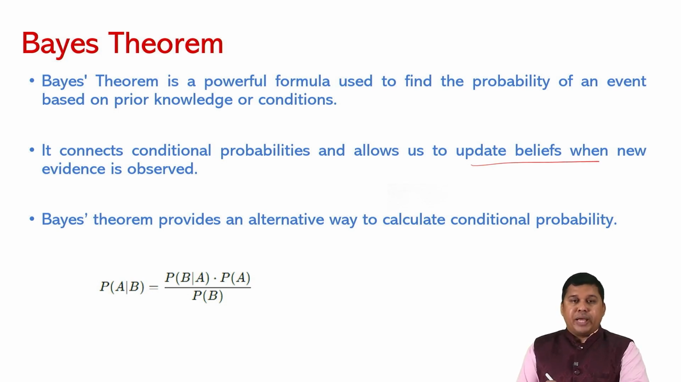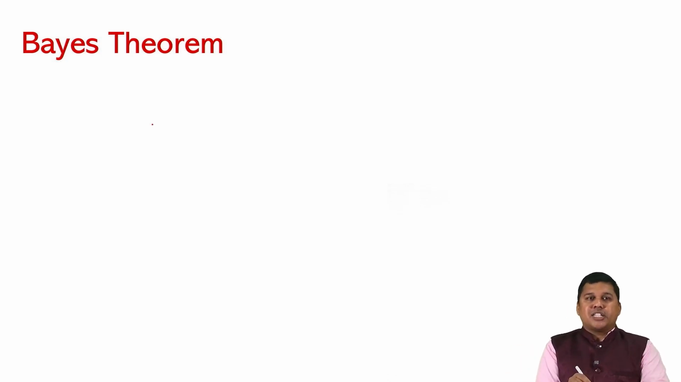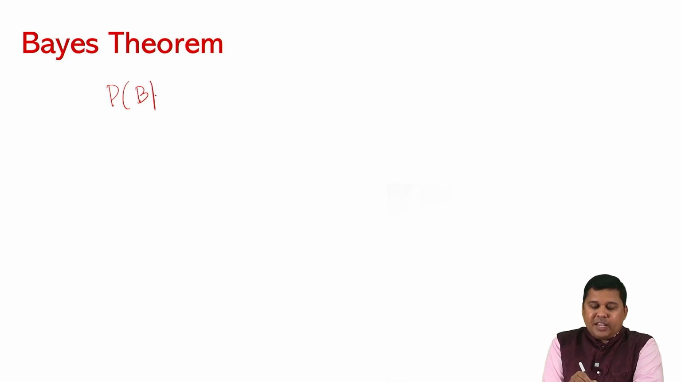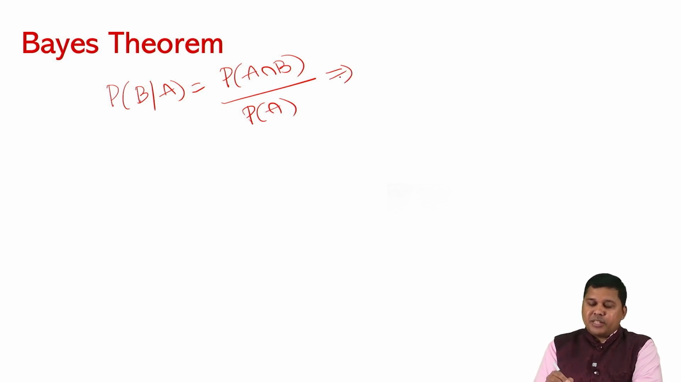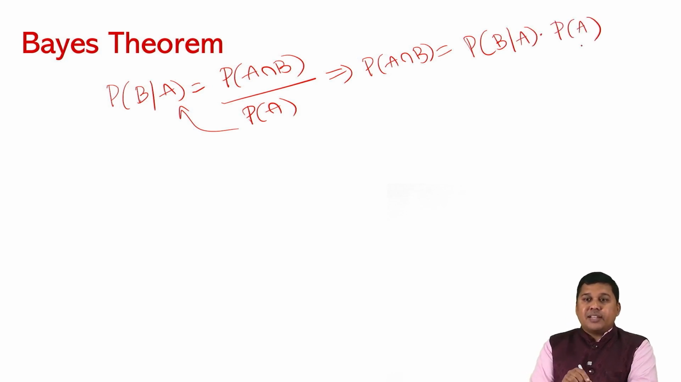So, what is the formula of Bayes theorem? We will try to understand this. I will just explain what conditional probability is. If I say P of B given A is P of A intersection B divided by P of A, we know this formula. From this can I write P of A intersection B equals, multiplying these two, P of B given A into P of A. I am calling this equation 1. Given that event A has already occurred, what is the probability of event B?